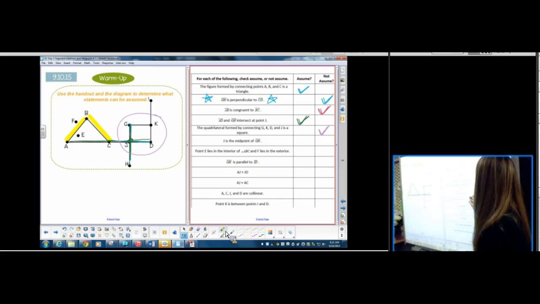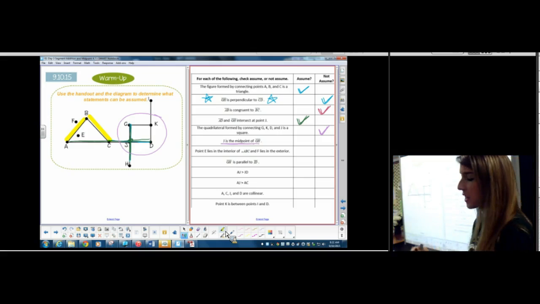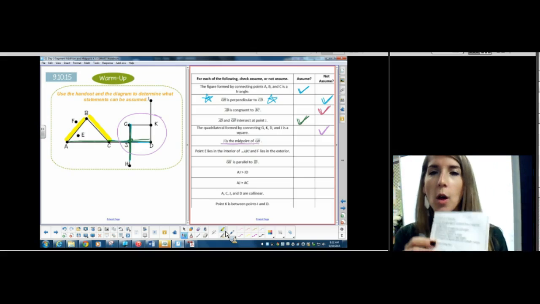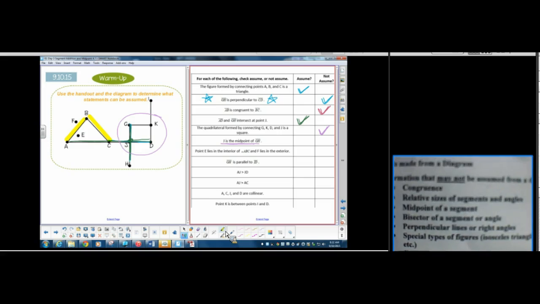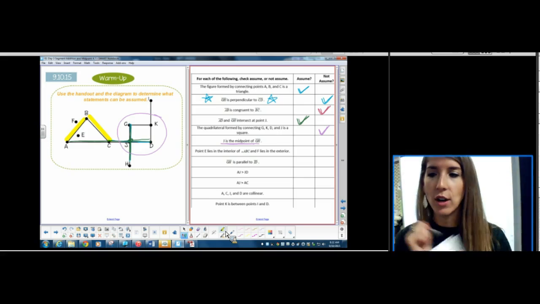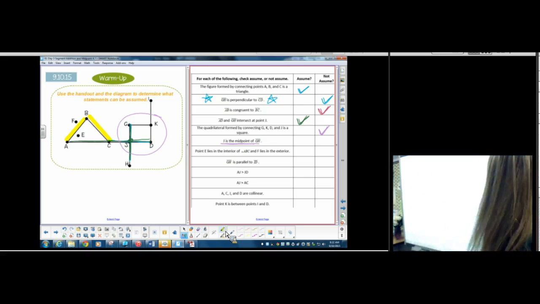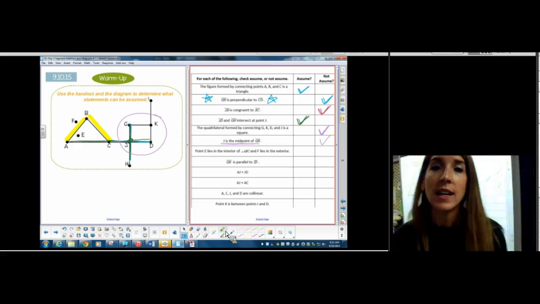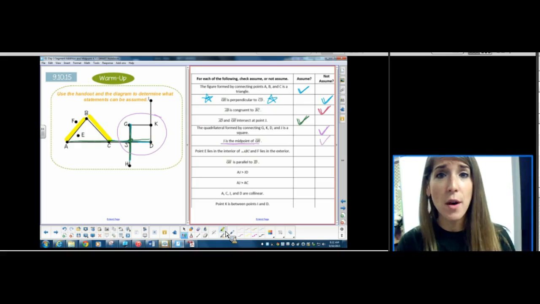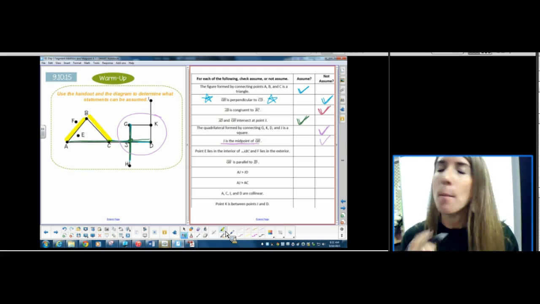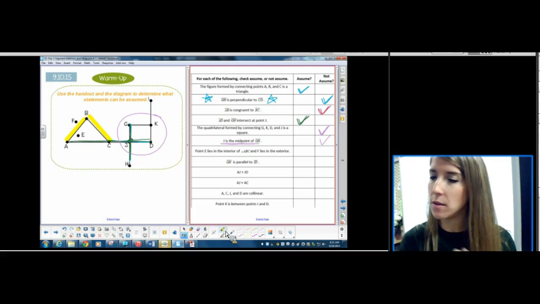J is the midpoint of GH. Look at your list. Are we ever allowed to assume midpoint? Never, no, don't do it. Can't assume that something's in the middle. Can you assume that it's collinear with those points? Yeah, it's collinear, but don't you dare assume it's right smack in the middle. It might not be right in the middle.